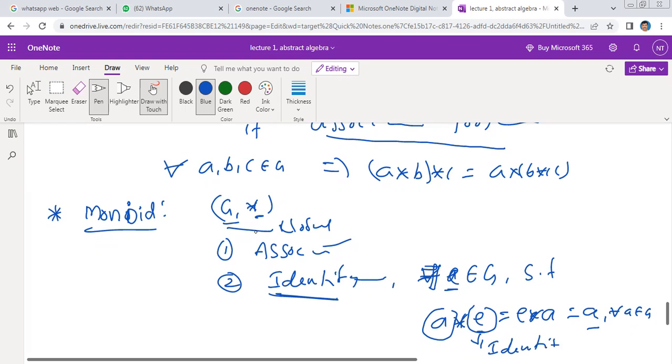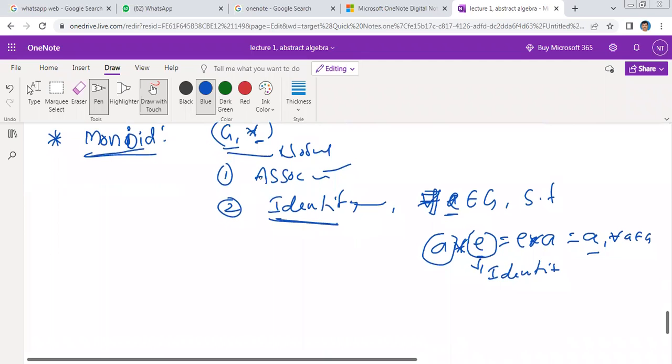Identity element means every set G together with the binary operation star in which an identity element exists is called a monoid. Closure, associative, identity properties. Otherwise it can also be said: an algebraic structure G, star is said to be a monoid if it satisfies associative property and identity property.